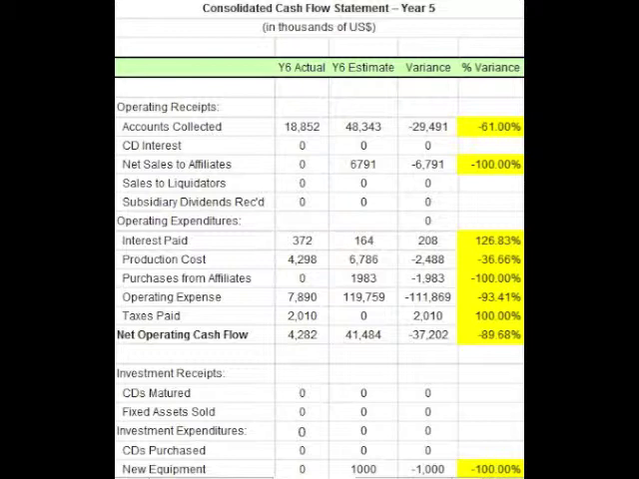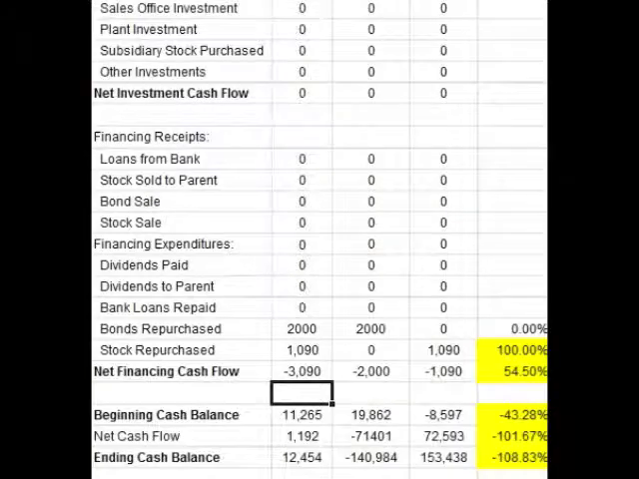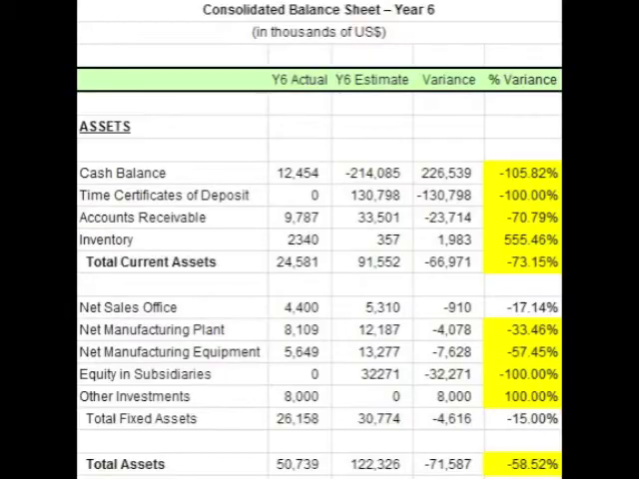Production costs had a variance of 37%, purchases from affiliates a variance of 100%, operating expense a variance of 93%, and taxes paid a variance of 100%. These were all affected by, once again, our group's inconsistent grasp on doing business in Sereno. The fluctuation of the peso, coupled with the 39% general corporate rate of net income and value-added tax, caused us to underestimate these areas in our pro forma statements.